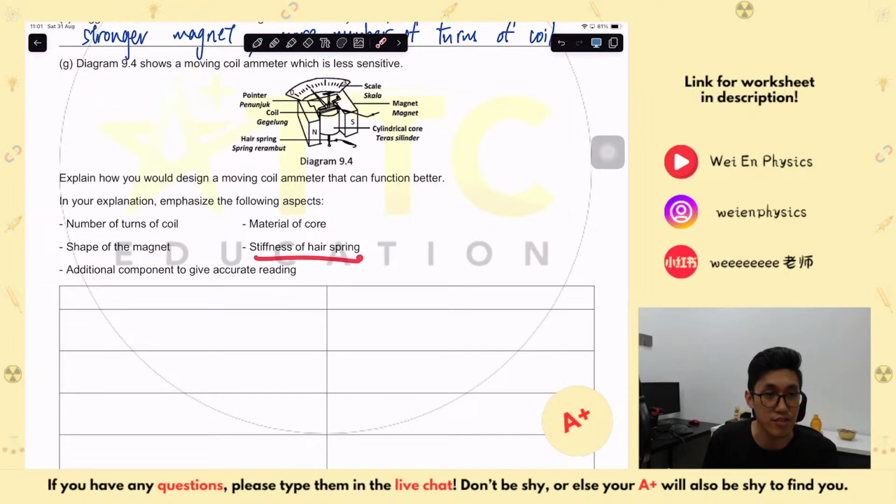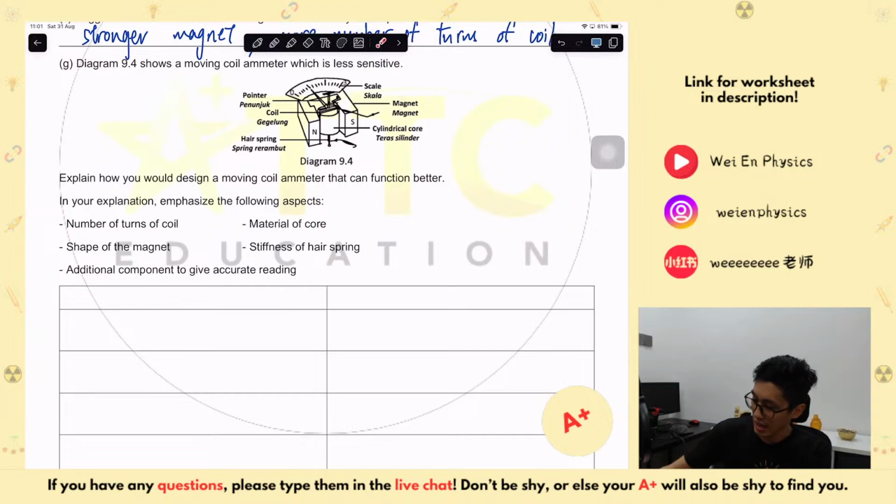Low stiffness of spring, because if your spring is too strong, too stiff, the needle cannot move, the needle cannot deflect, so lower stiffness. Okay, and then how to get accurate reading, right? This one very special. You want to get more accurate reading, you put a mirror underneath.